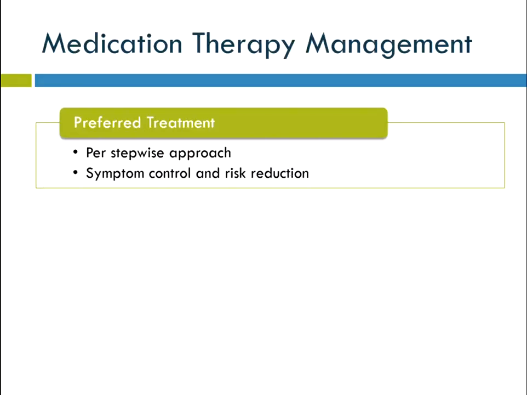All right, so medication therapy management. The preferred treatment is always per the stepwise approach. So that's step 1 through 5. We always need to follow that. Track 1 if we can. And we want to control the symptoms and make sure that we reduce as many risk factors as possible.